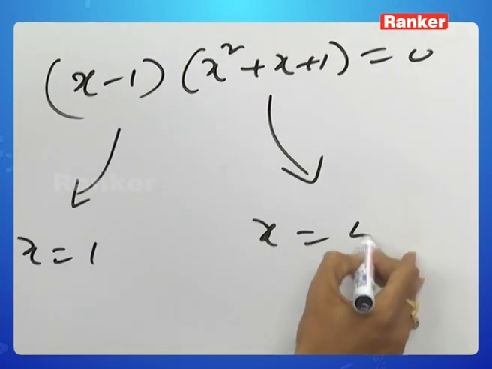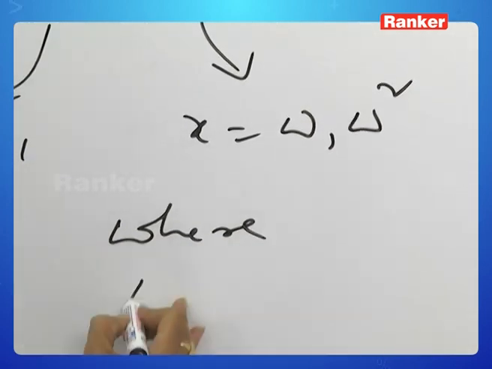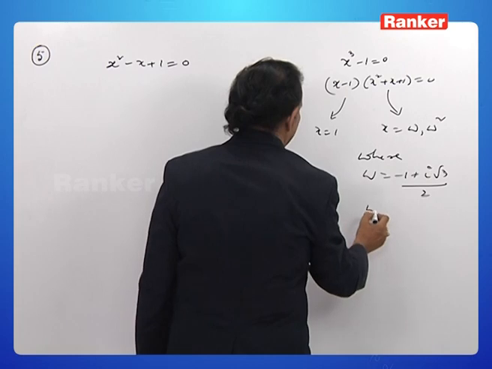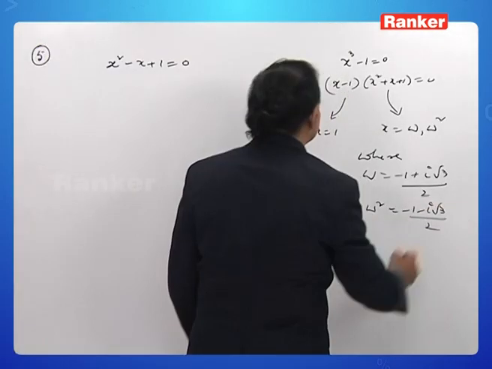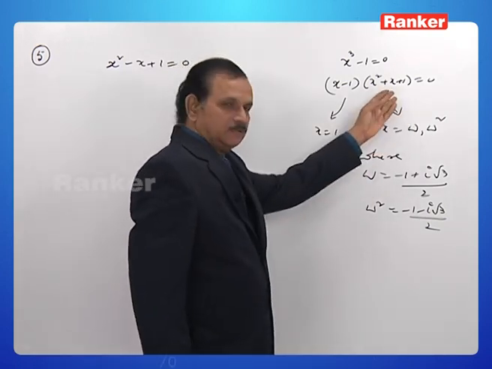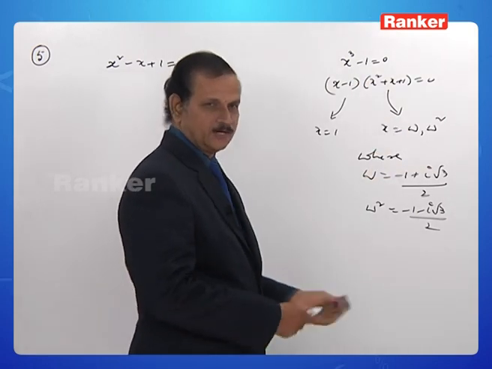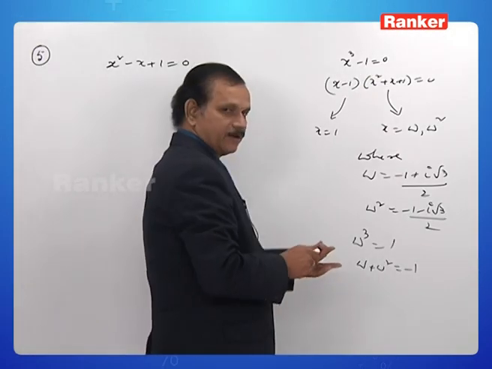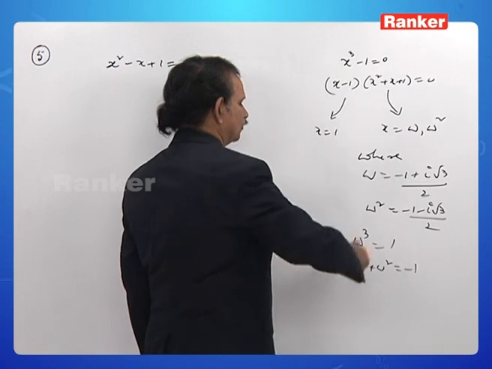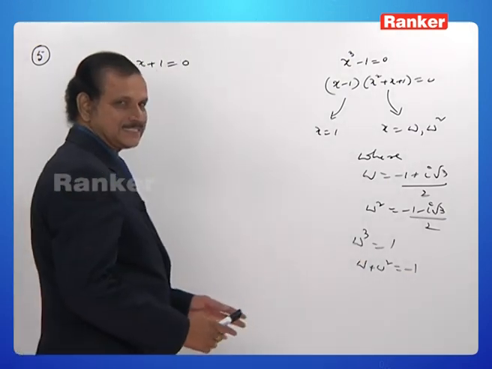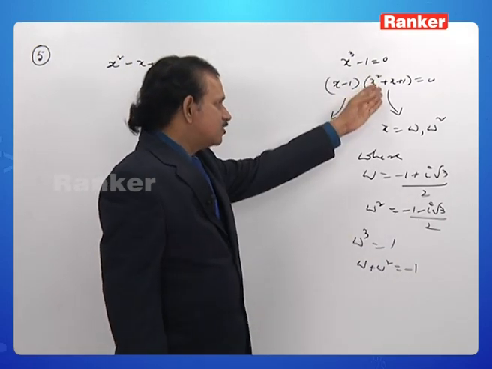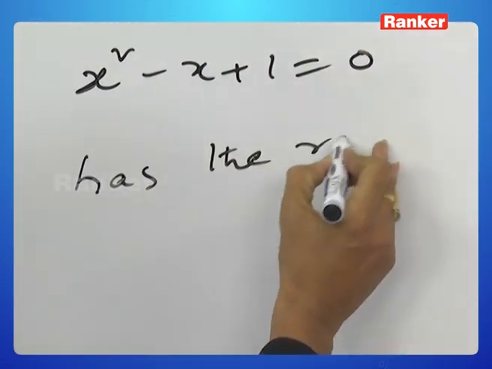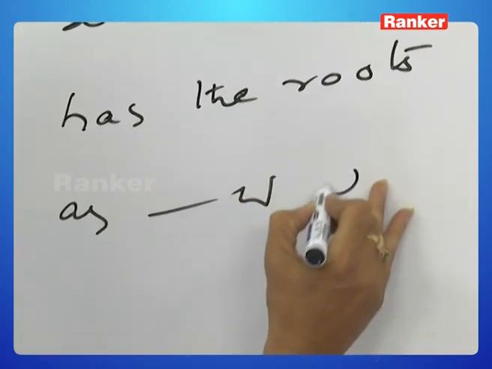From this, we have x is equal to omega, omega square, where omega is equal to minus 1 plus i root 3 by 2, and omega square is equal to minus 1 minus i root 3 by 2. We remember that these two are the complex cube roots of unity, famous omega and omega square. Not only that, we recall omega cube is equal to 1 and omega plus omega square is equal to minus 1. The reason being, product of the roots is 1 and the sum of the roots is minus 1. Why is it necessary for us to recollect this? Roots of this x square plus x plus 1 is equal to 0 are omega and omega square, and roots of this equation are minus omega and minus omega square.